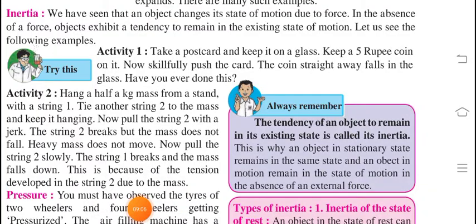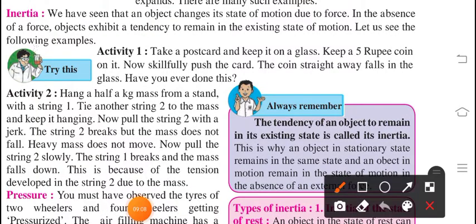Now our next topic is inertia, a very interesting topic related to force. We have seen that an object changes its state of motion due to force. As in the above examples, an object changes its shape, size and so on due to force. In the absence of a force, an object exhibits a tendency to remain in its existing state of motion.